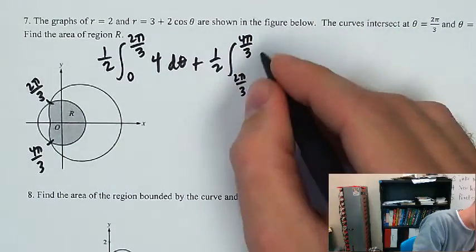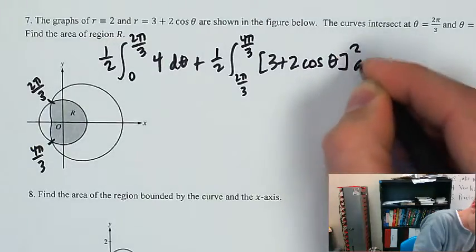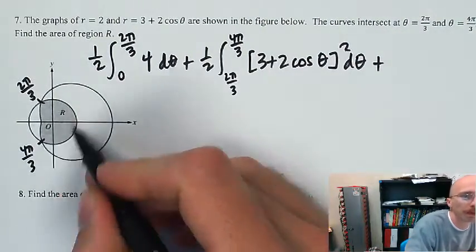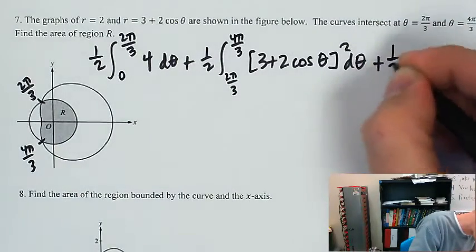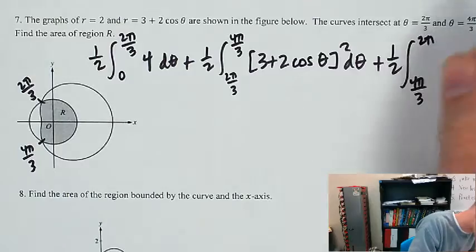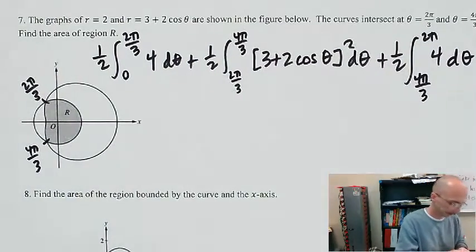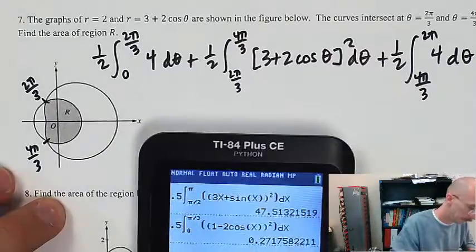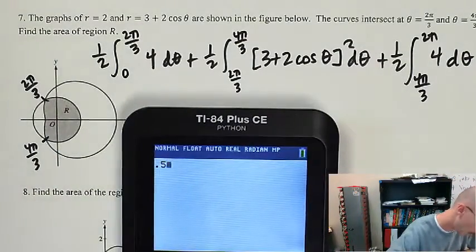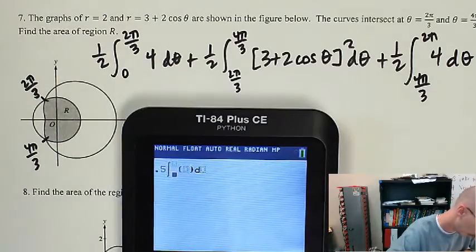R squared is this thing squared. Plus, the third one would just be from 4 pi over 3 to 2 pi of r squared d theta. And just like the other one, I'm sure there's a faster way to do this, but I'm doing it, I think, the clearest and most obvious way for when you're starting out.